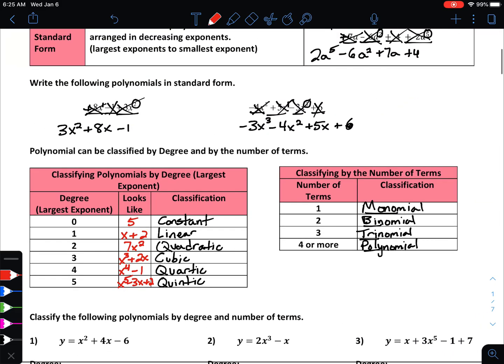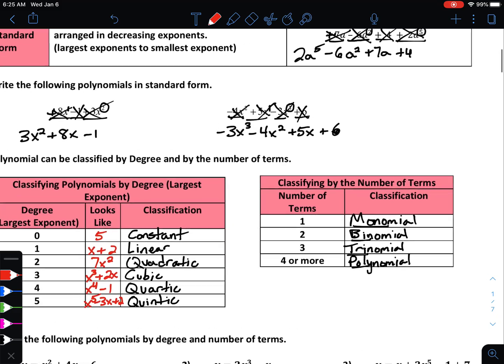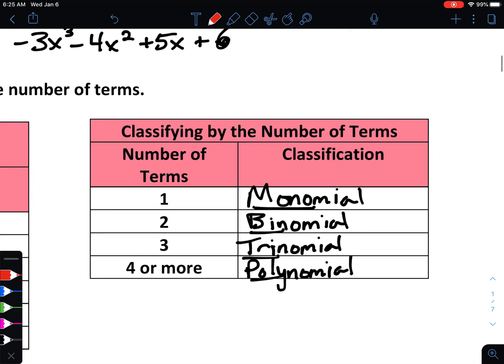Now, the second name, the last name, if you want to think about it that way, is by the number of terms. When you're talking about number of terms, we're going to talk about 1, 2, and 3 as special cases, and then 4 or more we just call polynomials. If it just has a single term, that is a monomial. If it has 2 terms, we're going to call it a binomial. An easy way to remember that: bicycles have 2 wheels, so binomial has 2 terms. You can use that same trick for 3: tricycles have 3 wheels, so a polynomial with 3 terms would be considered a trinomial.